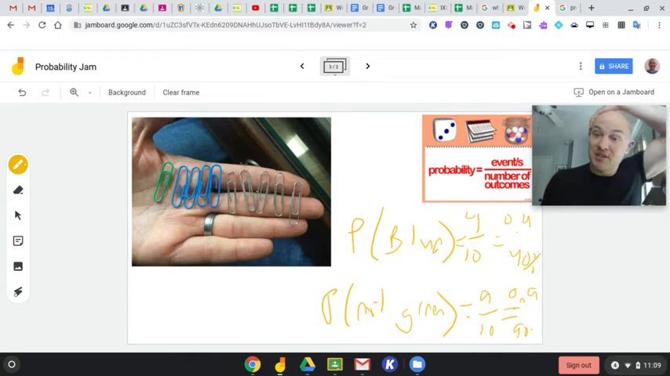So that's probability in a nutshell. That should get you pretty far for this week, and next week we'll go a little deeper.